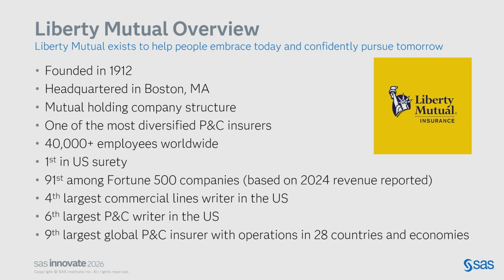Thank you. So my name is Yiqing Wang, and Ishwar and I are from Liberty Mutual. I'm a senior solution architect. Liberty Mutual is a large insurance company, ranked 91st among the Fortune 500, with 40,000 employees, and the fourth largest commercial line writer in the US. Now next, I'm going to talk about our SAS journey.